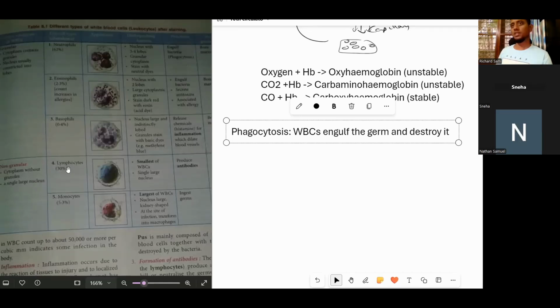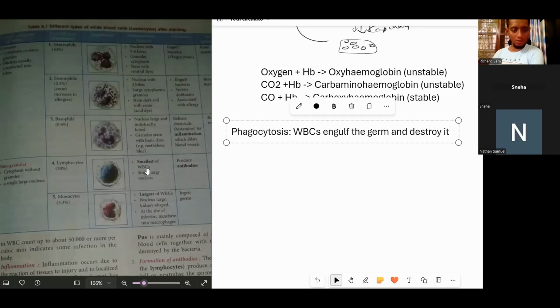And guess what the remaining 30% lymphocytes do? What do they do? Produce antibodies. Right, because these are the two main things that they do, right? So these are the two WBCs that make up 92% of the WBCs and do those functions.